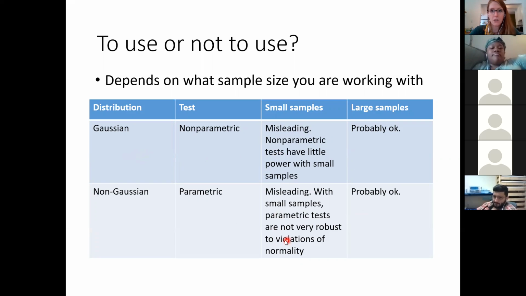And this is something to critique other people on too. If they've decided to use a parametric test and they haven't proven to you that they have normally distributed data, you'd be like, well, your sample size is small, so you might be misleading your reader. In each of these, we could have 4 here where if you had a Gaussian distribution and you chose a parametric test, they'd be fine for both of these. If you had a non-Gaussian distribution and you chose a non-parametric test, they'd be fine for both of these, right? That's kind of how this works.